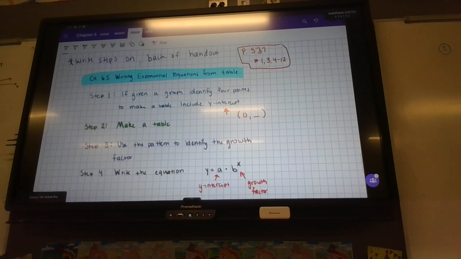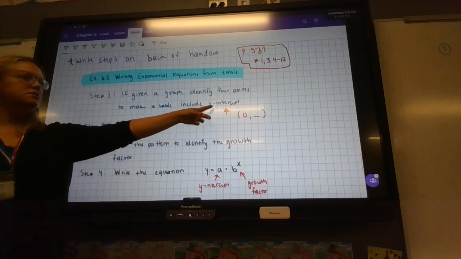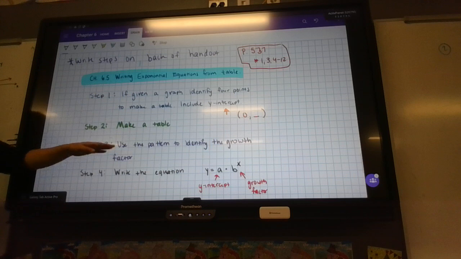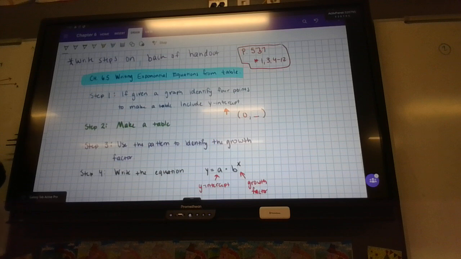Step 1. If given a graph, identify 4 points to make a table. Be sure to include the y-intercept. So that's where x is 0, whatever other point is. Step 2, make a table. Some of your problems are going to give you a table, and you can just skip to step 2. Step 3, use the pattern to identify the growth factor. Step 4, write the equation.